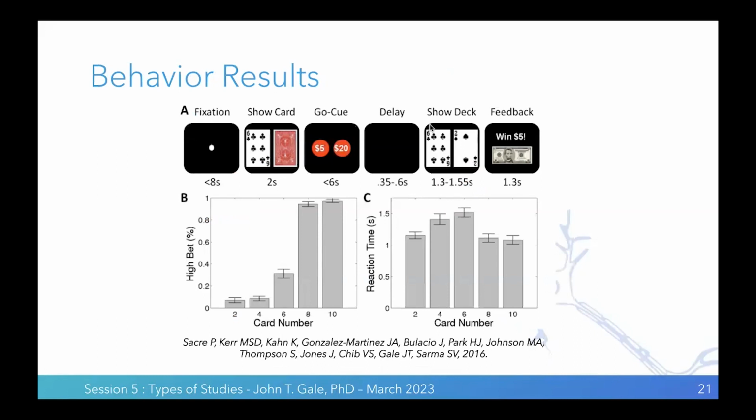So again, this is our behavioral task on the top. This is how the patients selected bets. On the 8 and 10 card, as you expected, they would bet very high. On the 6 card, they're kind of betting in the middle. And on the 2 and the 4 card, they hardly bet high on any of the trials. The reaction time, again, followed this curve where the decisions are being made in the middle. So the reaction times are slower than they are on the periphery of the 2 and the 10 card.